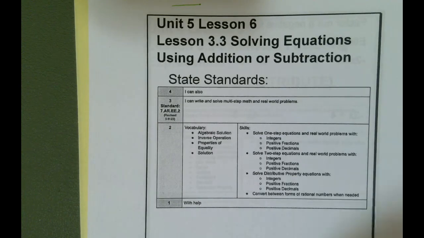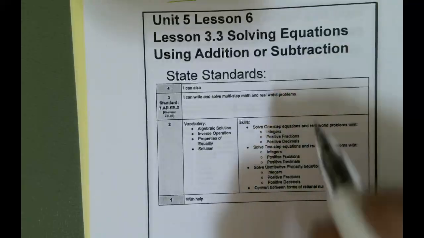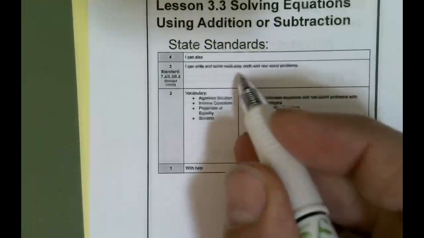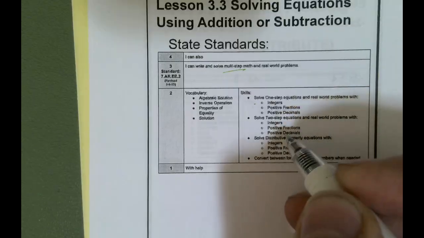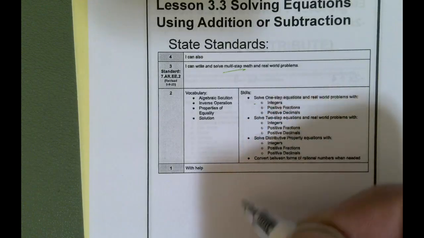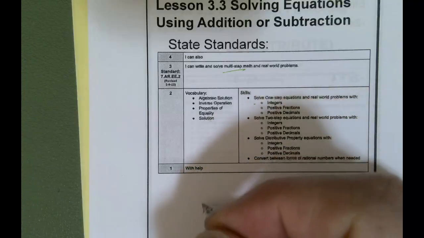Unit 5, Lesson 6, Solving Equations Using Adding or Subtracting. So this is our one step, as we're working our way towards multi-step. You can see that we've got to use these with integers, and we've got all these positive fractions as well with our current standard here. So there is one step, and we're going to have to show that one step of work.